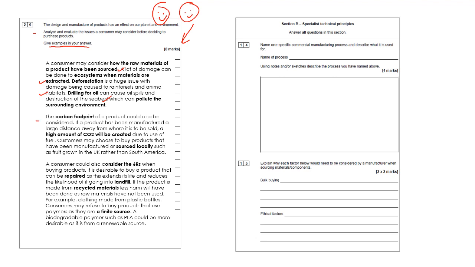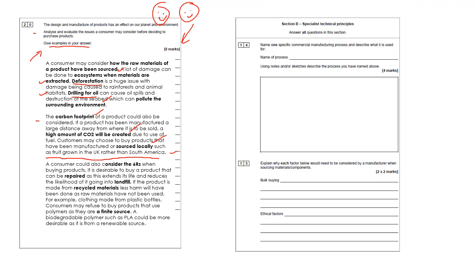The carbon footprint of a product could also be considered. If a product has been manufactured a large distance away from where it's being sold, a high amount of CO2 will be created due to the use of fuel. Customers may choose to buy products that have been manufactured or locally sourced, such as fruit grown in the UK rather than South America. Okay, good example there. So there's our first example that we've put in. Also, deforestation is an example, and so is drilling for oil. So I'm already putting examples.